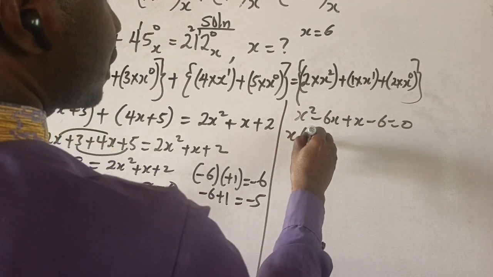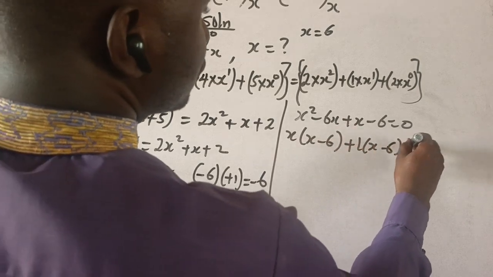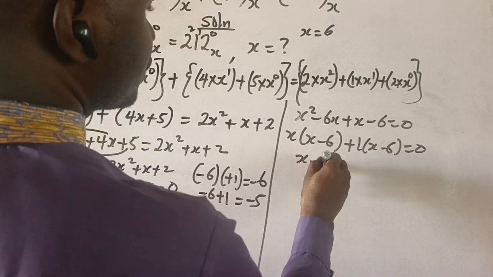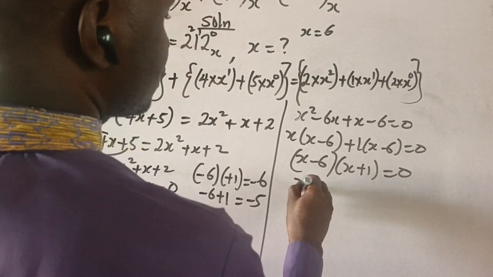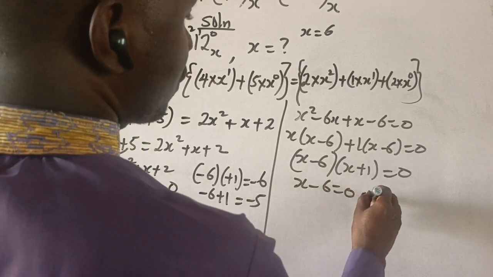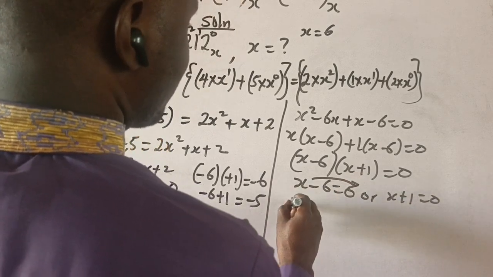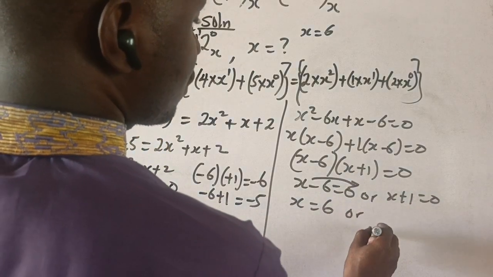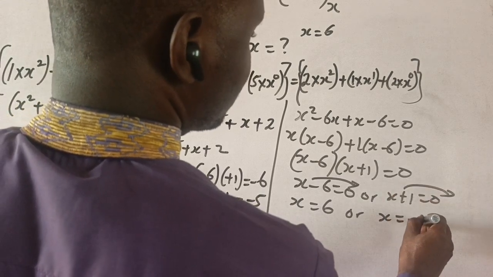So the first two terms, x is a common factor. The last two terms, 1 is a common factor. So we have x minus 6, then x plus 1 equals 0. So x minus 6 equals 0 or x plus 1 equals 0. So 6 is coming here, we have x equals 6, or 1 is coming here, x equals minus 1.